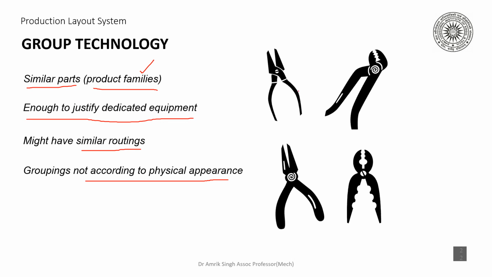For making these types of pliers, we may have similar operations. So we have dedicated equipment, and they might have similar routing, but you see there are some specialized features given in each one of them. Here also, here also, here also. So although by appearance they can be grouped, it's not the only thing. They have to be grouped according to all the features.